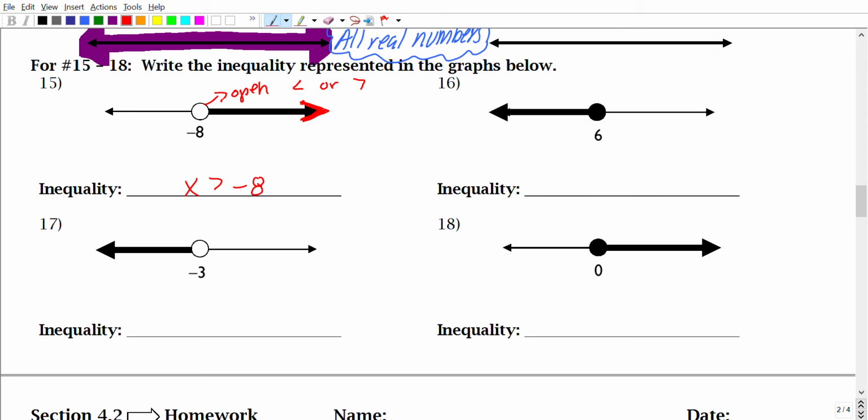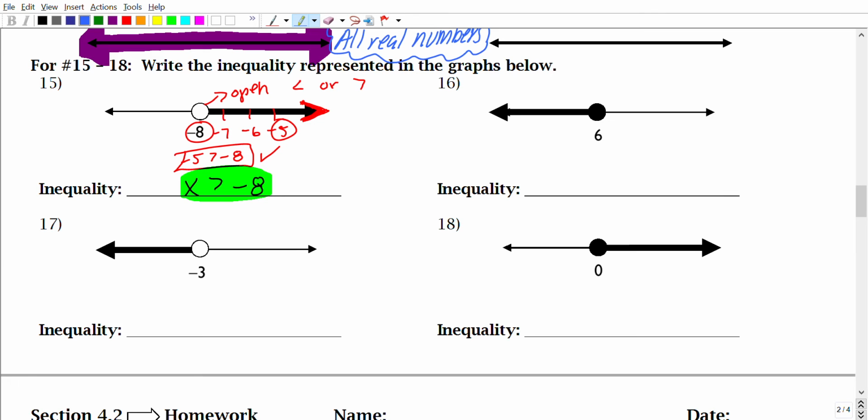Again, you can try out a few points. -7, -6, -5. Well, is -5 greater than -8? Yes, it is. So this right here is definitely true, so we know we use the right symbol.